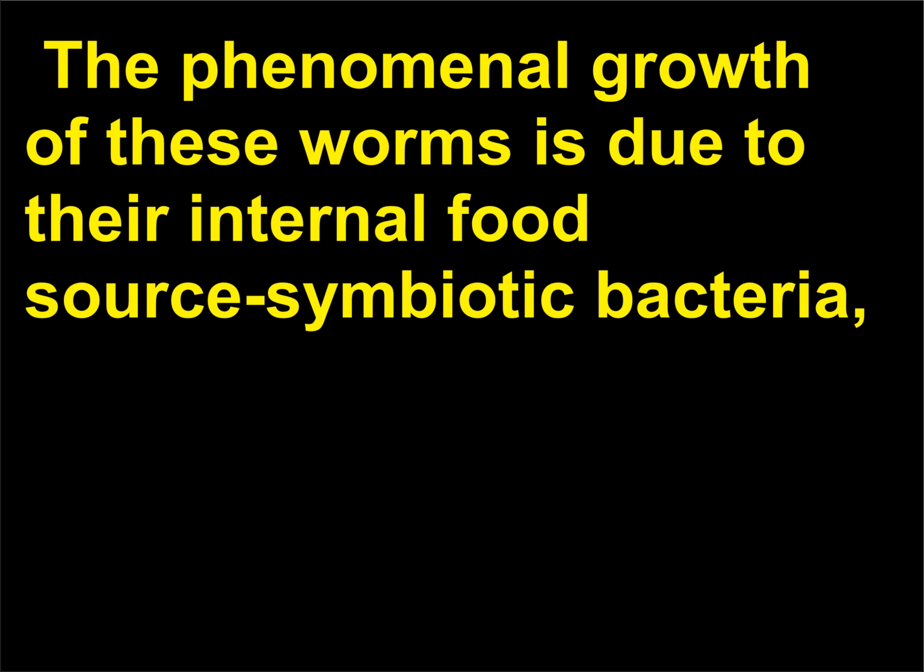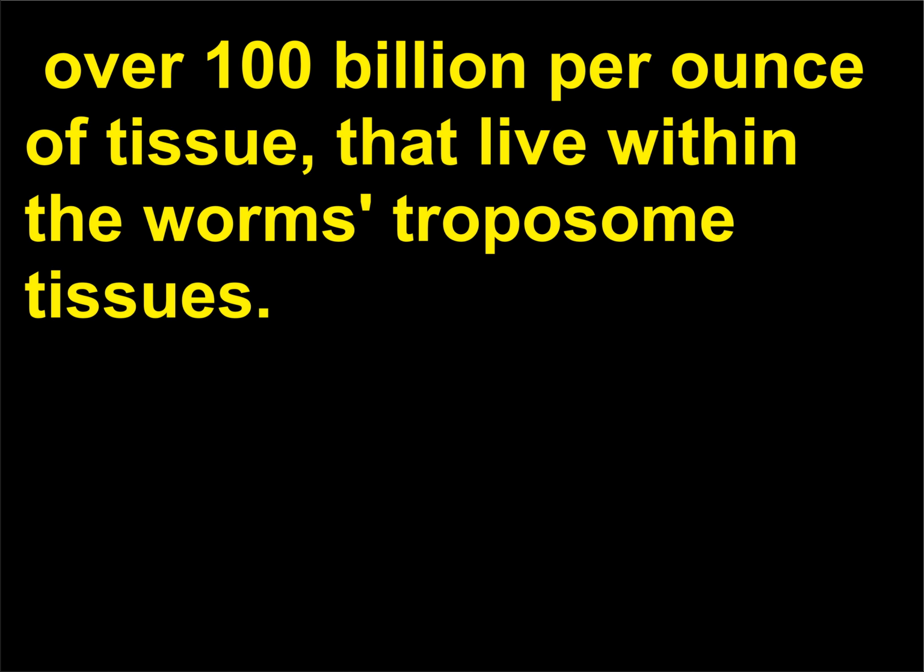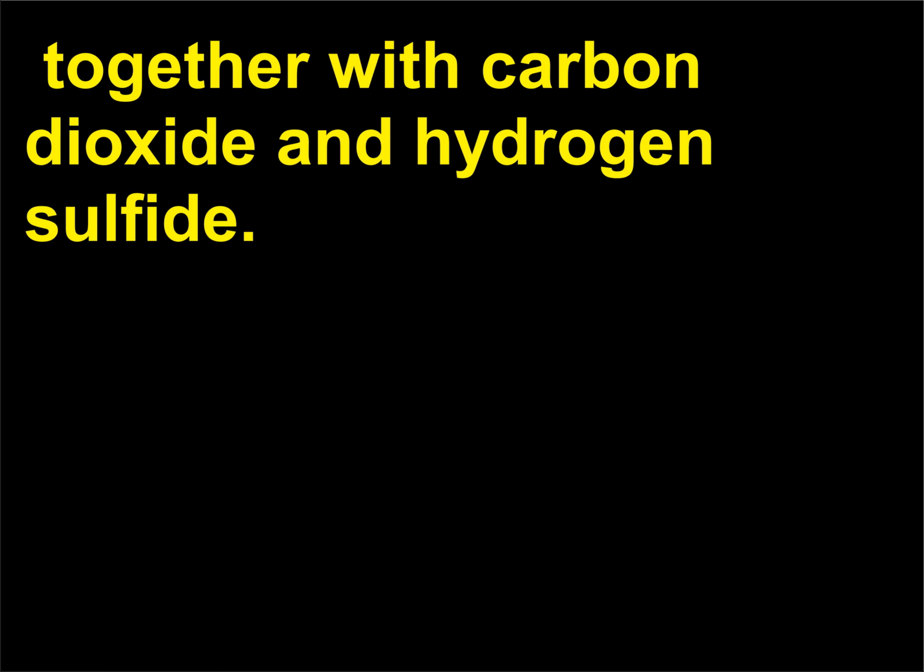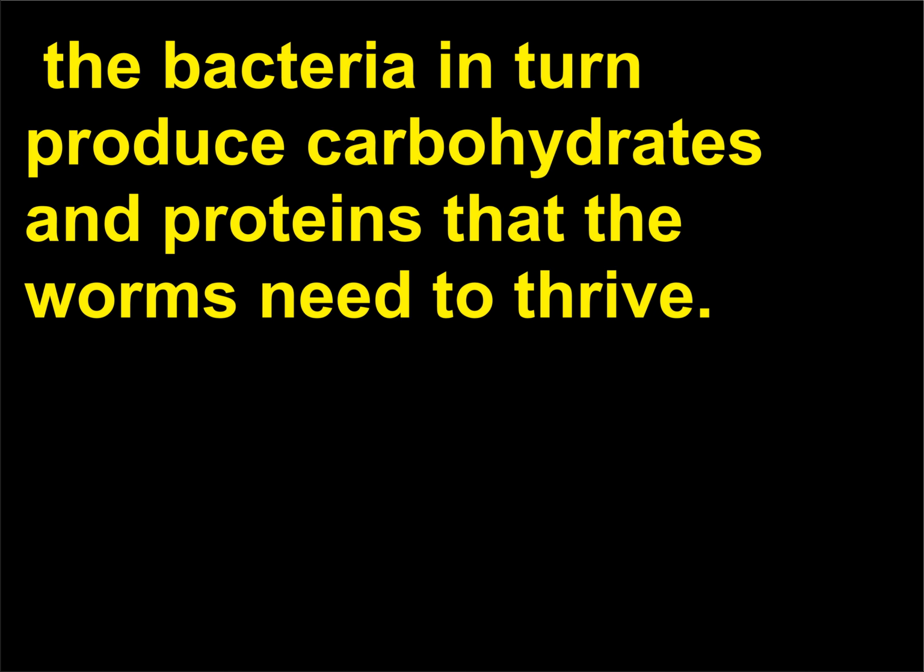The phenomenal growth of these worms is due to their internal food source, symbiotic bacteria, over 100 billion per ounce of tissue, that live within the worm's trophosome tissues. To these trophosome tissues, the tube worms transport absorbed oxygen from the water, together with carbon dioxide and hydrogen sulfide. Utilizing this supply, the bacteria in turn produce carbohydrates and proteins that the worms need to thrive.